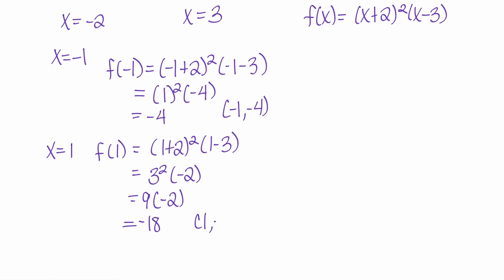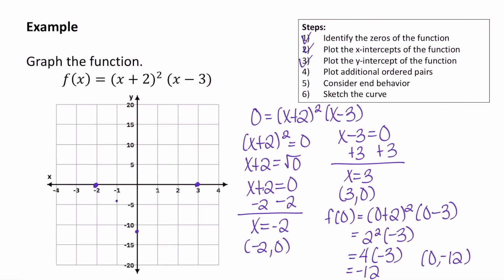So (1, negative 18) is going to be another point that we have on the graph of this function. So we're going to go ahead and plot that on our graph. So we have (1, negative 18), so about here. So we figured out some additional ordered pairs.